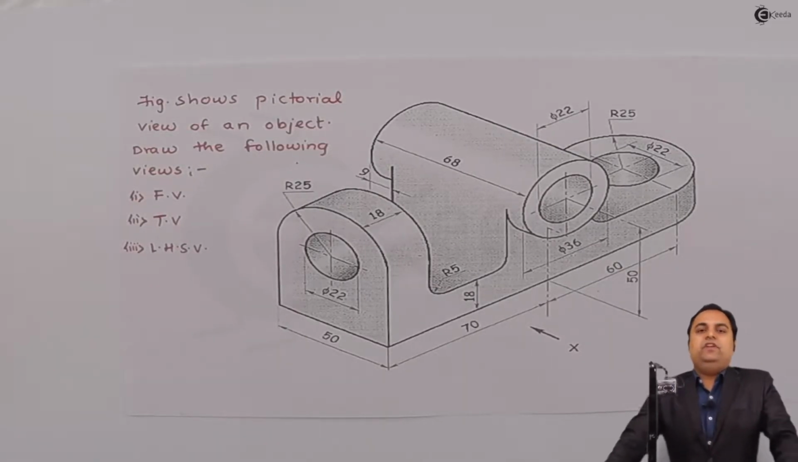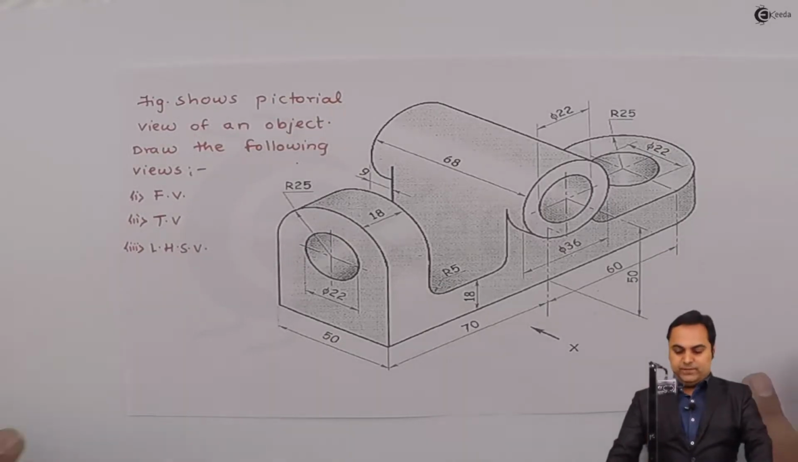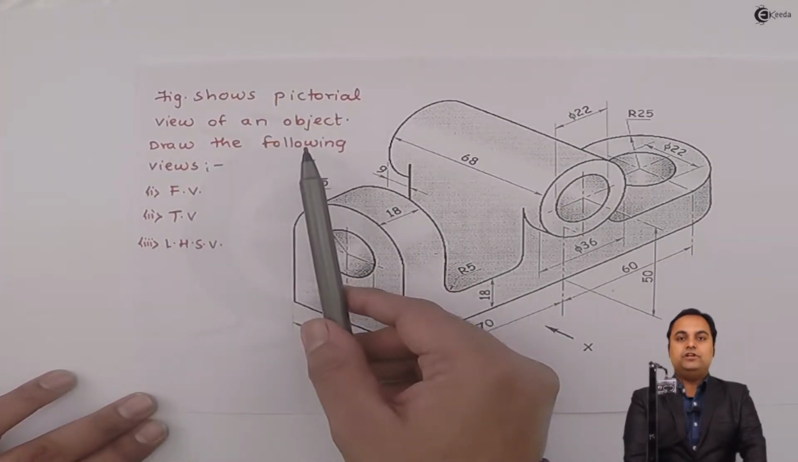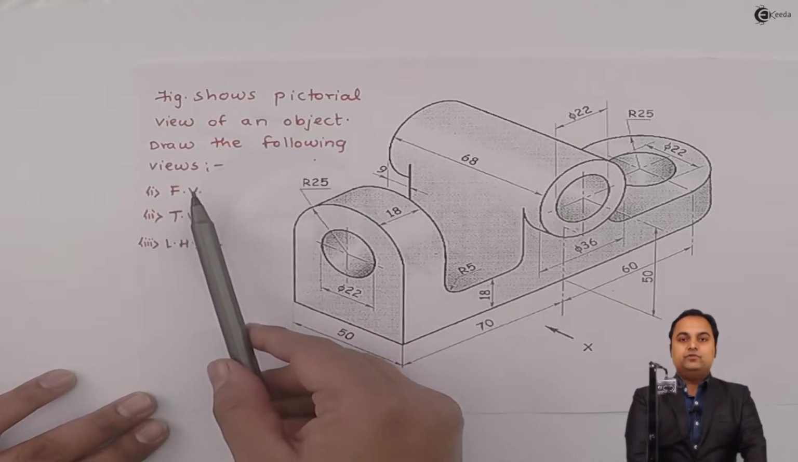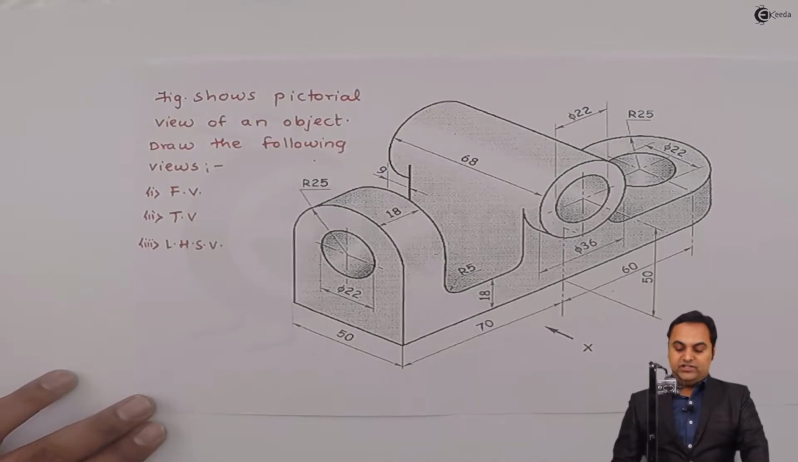Video we are going to see a problem on orthographic projections, and for that here we have a question. It is given that the figure shows a pictorial view of an object. Draw the following views: front view, top view, and left hand side view. So this is the question in front of us.